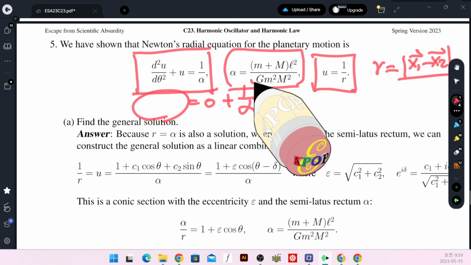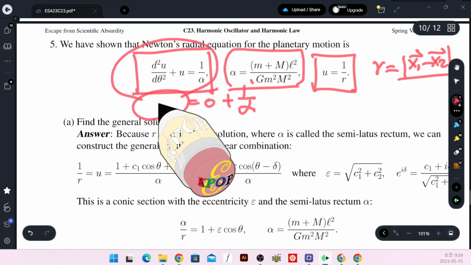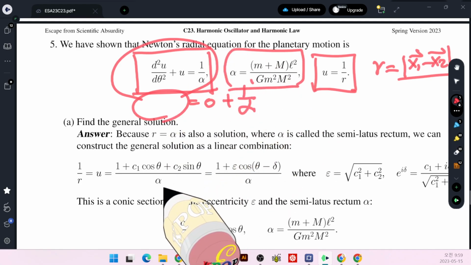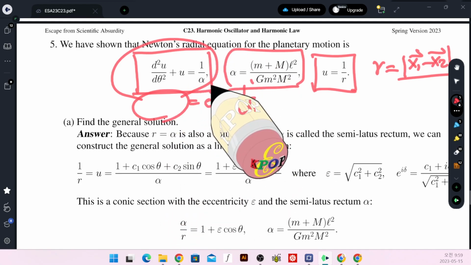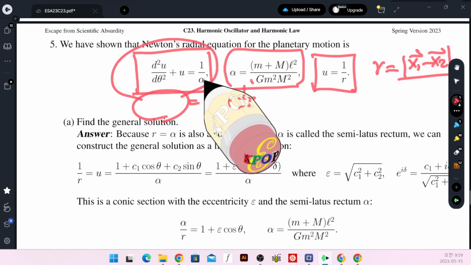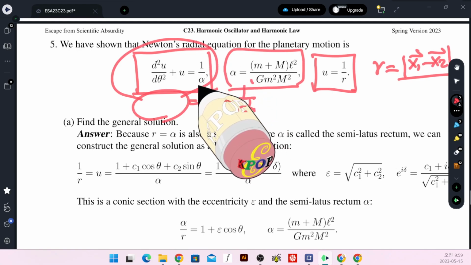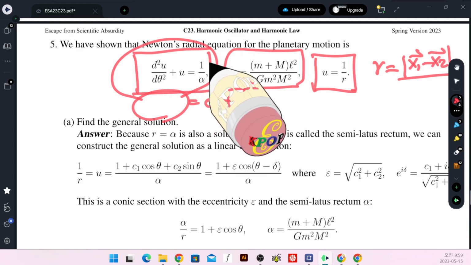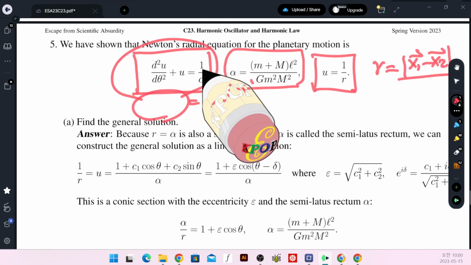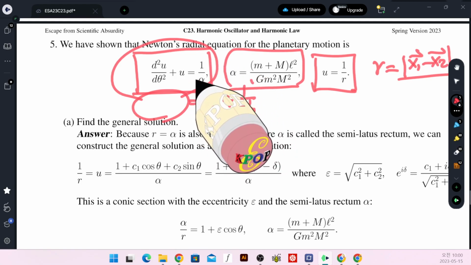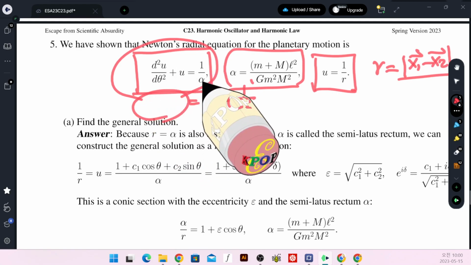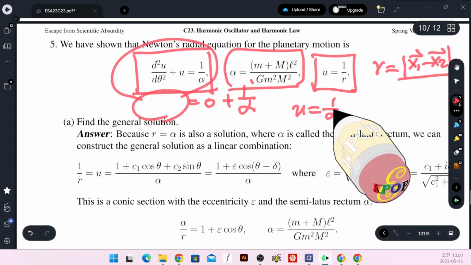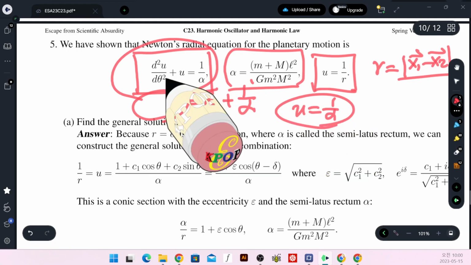Find the general solution of this equation. This is identical to the harmonic oscillator, except that we have an additional constant term. But this constant term can be obtained in a trivial way. If you substitute 1 over alpha, then you have a solution. u equals 1 over alpha is a solution of this differential equation.